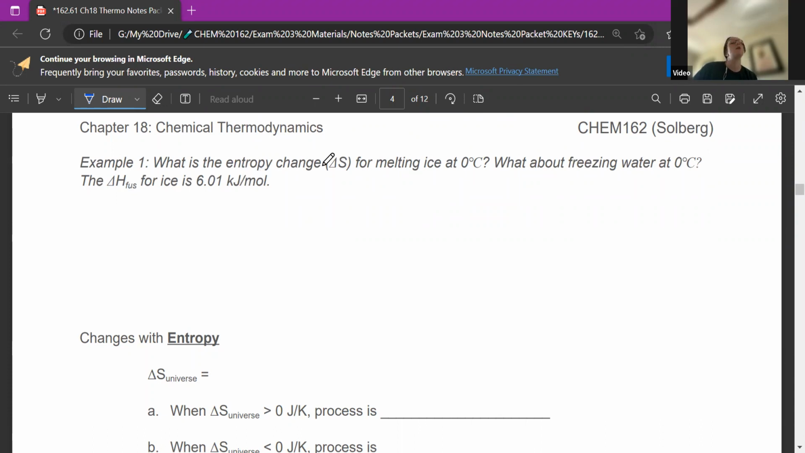Well, we know what melting is, and we know what freezing is, right? Melting would be going from solid to liquid. Freezing would be going from liquid to solid. And we know this changes at 0 degrees Celsius. Anything above, solid to liquid is spontaneous. Anything below, liquid to solid is spontaneous.